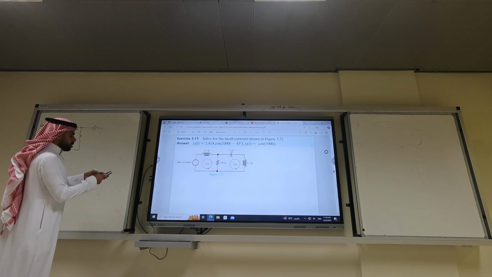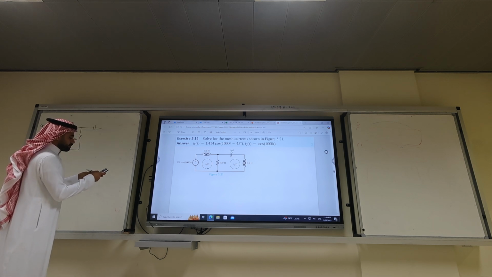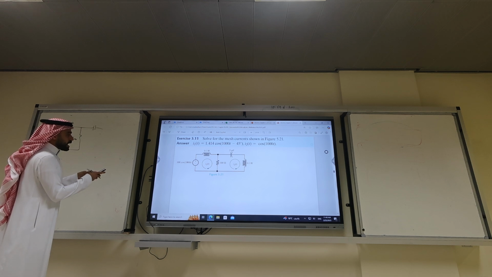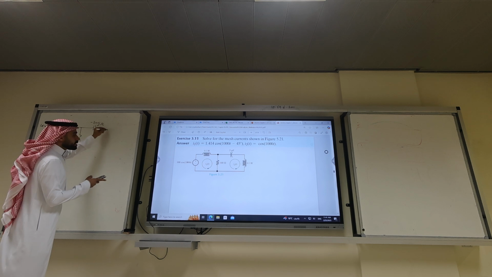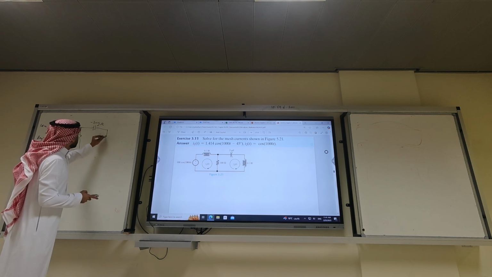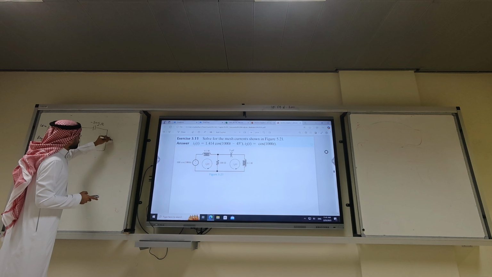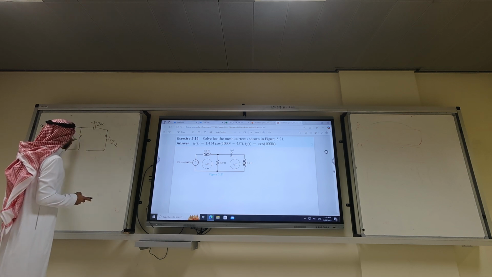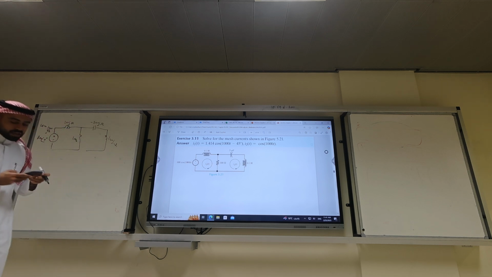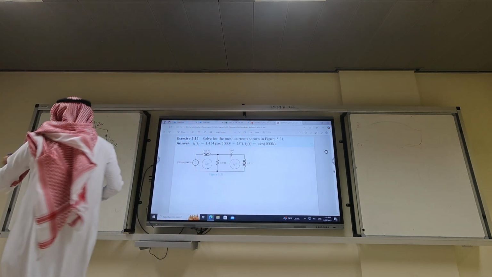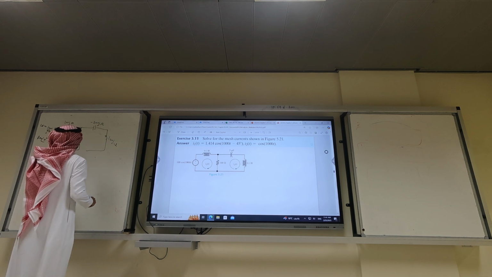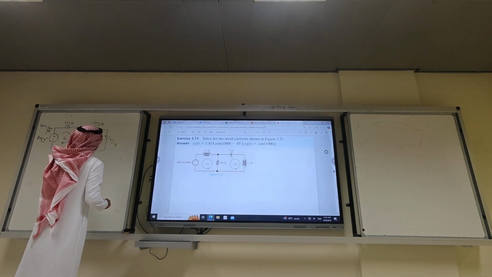Capacitor. 1 over j times 5 micro times 1000. That will be what? Minus 200j. And then we have another inductor of 0.1, which is the same. 100j ohms. Okay? Ohms. We are professionals, right? With the signs, that's IA and that's IB.